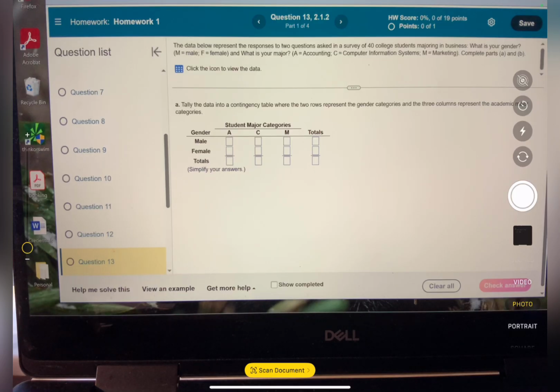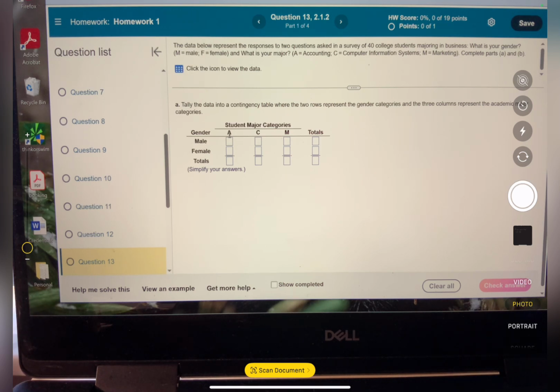Okay, let's continue homework 1 from question number 13. What do we have here? The data below represent the responses to two questions asked in a survey of 40 college students majoring in business. What is your gender, male or female, and what is your major? Accounting, computer science, information, marketing. Complete A and B. So here we have to fill out this table.